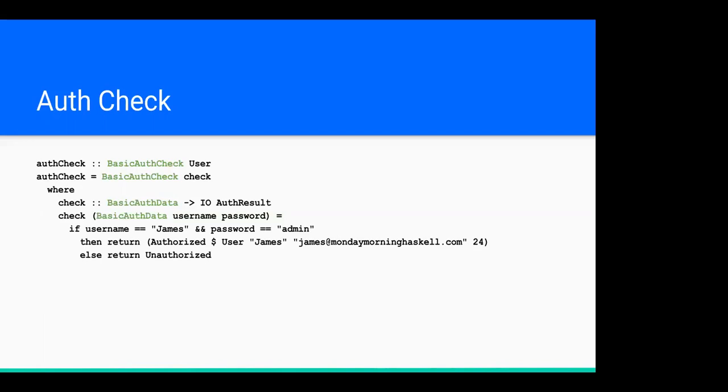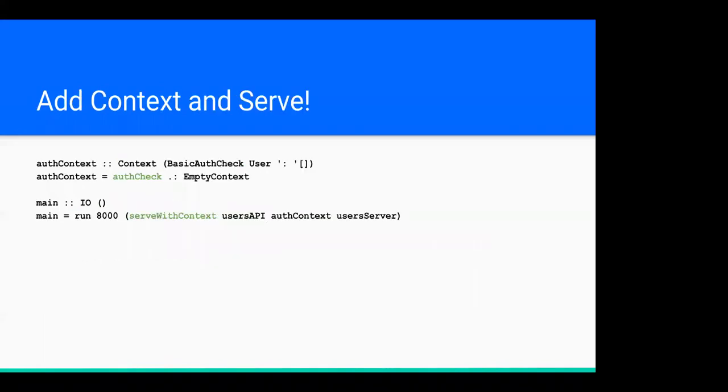It's going to be an IO function in case we have to do database operations or something like that. But in this case, we're just going to hard code some stuff. So once we have our auth check, we're going to create a context that will wrap that check. And then, instead of using the normal serve function, we're going to say serveWithContext and supply our authentication context. And then we'll have an authenticated API.